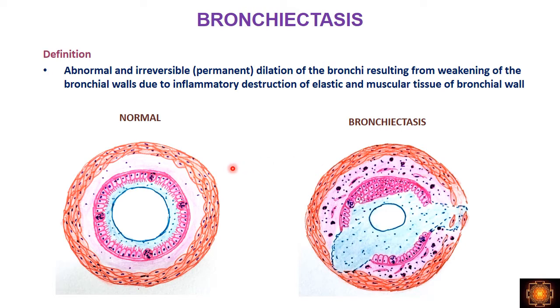Here you see a normal structure of the bronchi, where we have a ciliated pseudostratified epithelium and then a muscle layer. Now in bronchiectasis, we have inflammatory cells in the wall, ulceration of the mucosa, and destruction of even the muscular tissue. So because of the destruction of the muscular tissue and elastic tissue, we have dilatation of the bronchi.